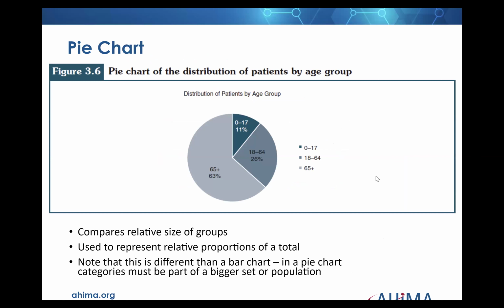Pie charts are basically comparing parts to a whole. So in this case, we look at the distribution of patients by age group. We're looking at 0 to 17, 19 to 64, and 65 plus. We're seeing the relative size of it. So in other words, 63 percent of patients in this group are 65 and up.